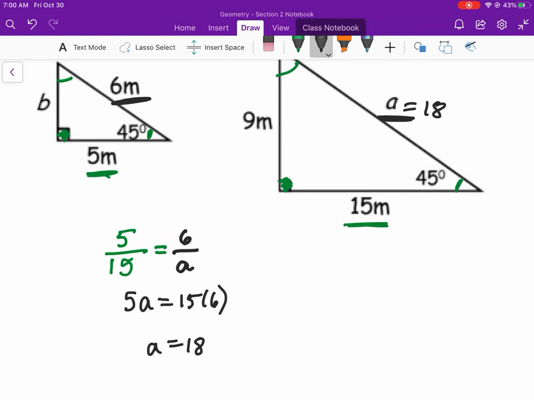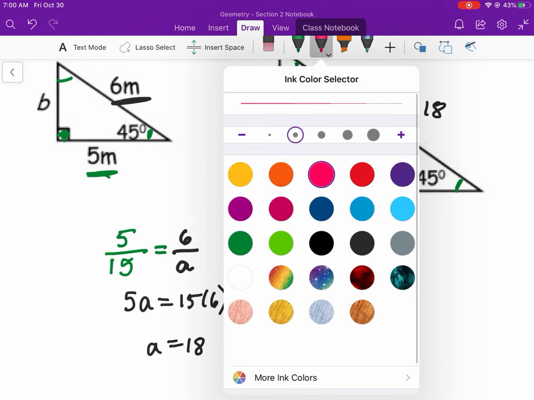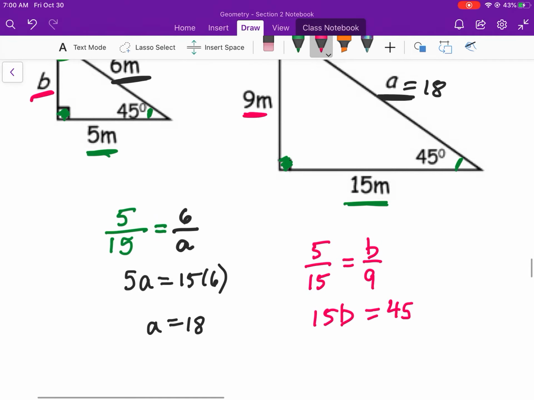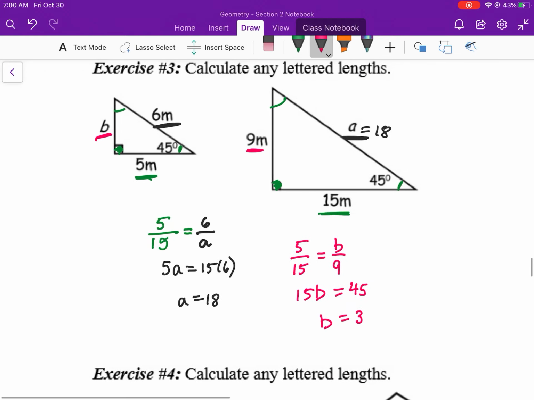And then I do something similar with B. Change colors because I can. B matches with 9, so I'm still going to start with my 5 over 15 is equal to, this time B gets to go on the top because it's in the same triangle as 5, and then 9 goes on the bottom. So if you want to cross multiply, 15 times B is equal to 5 times 9, which is 45. Any way you slice it, B is equal to 3. So that's what we're going to be doing.